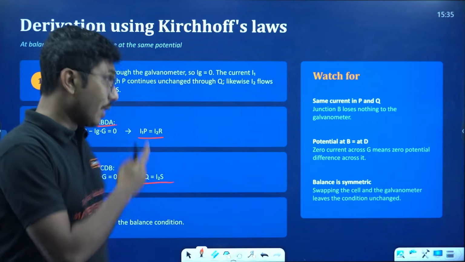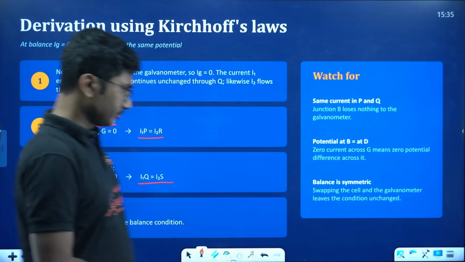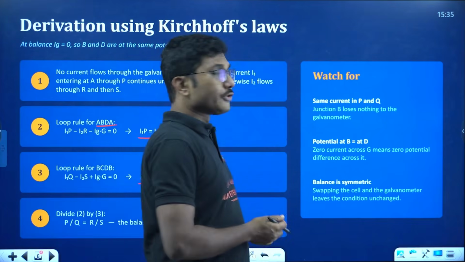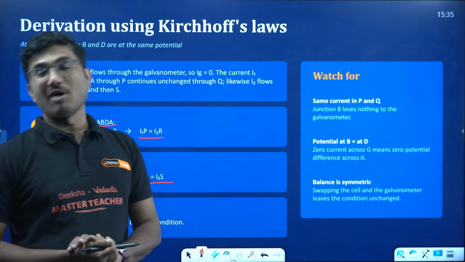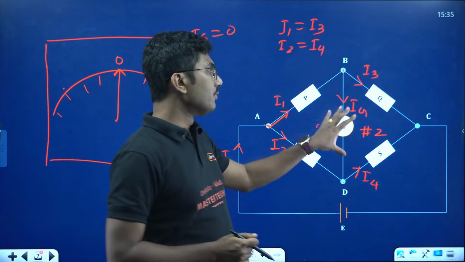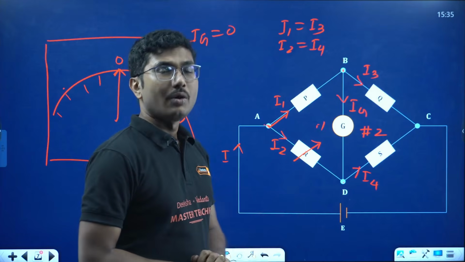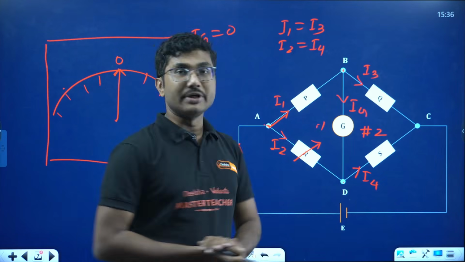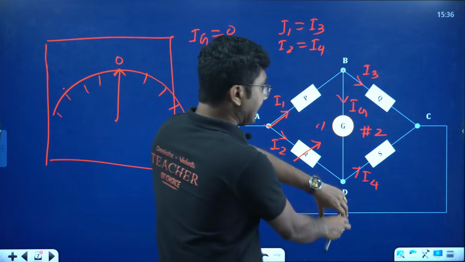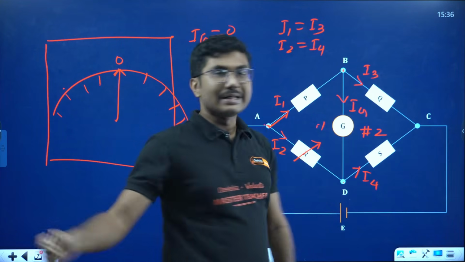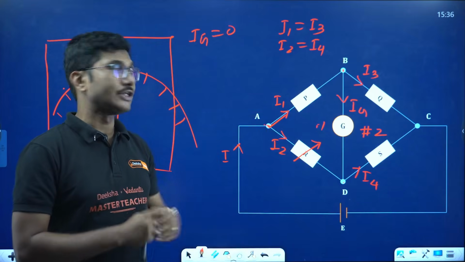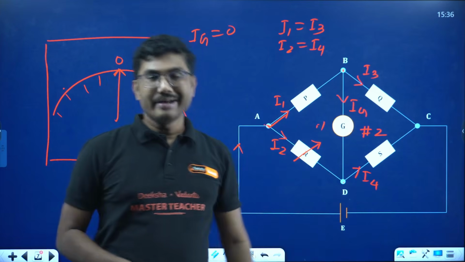One more important point is that this is a very symmetric circuit. In case of a symmetric circuit, swapping the galvanometer and battery does not change the balanced condition. There was an MCQ in the past asking what will happen to the balanced condition if you swap galvanometer and cell. The balanced condition will remain unchanged. It will not depend on the relative position of E and G. Even if you put E over here and G outside, you will still get the same condition, that is P upon Q equals R upon S. The balance condition does not change on swapping galvanometer and cell.